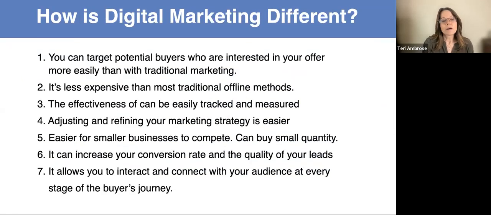So how is digital marketing different? You can target potential buyers with much more precision. It's typically less expensive than most offline methods. The effectiveness can be easily tracked and measured. Everything that can be tracked is tracked. Adjusting and refining your marketing strategy is easier.